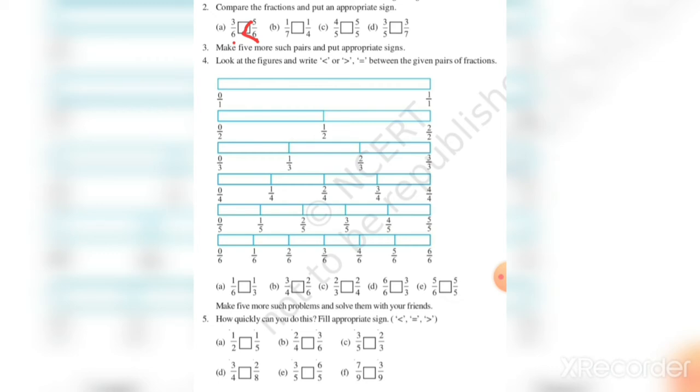Now what if the denominators are different and numerators are same? This we have already discussed. If denominators are different and numerators are same, then what we will do? We will go for the smaller denominator.